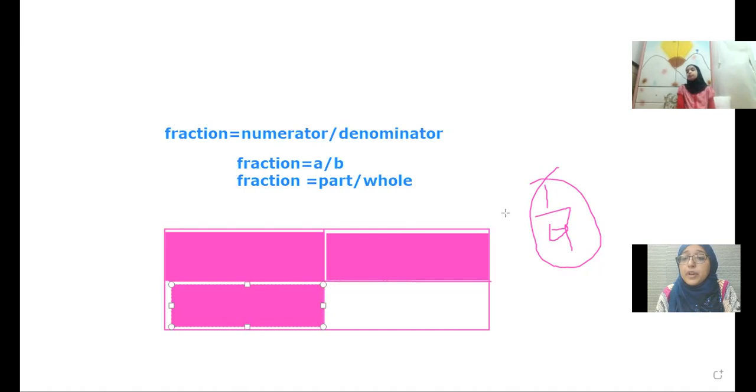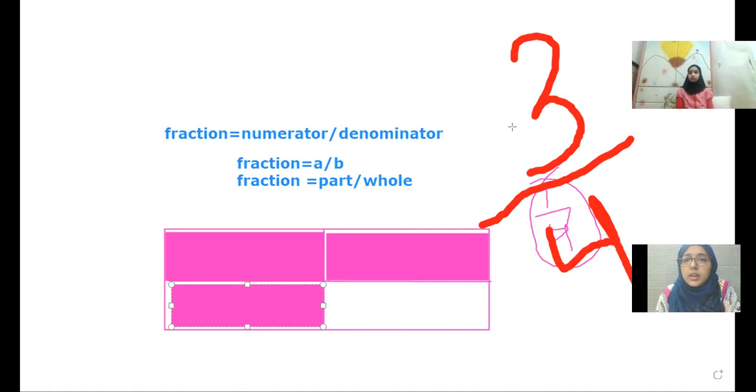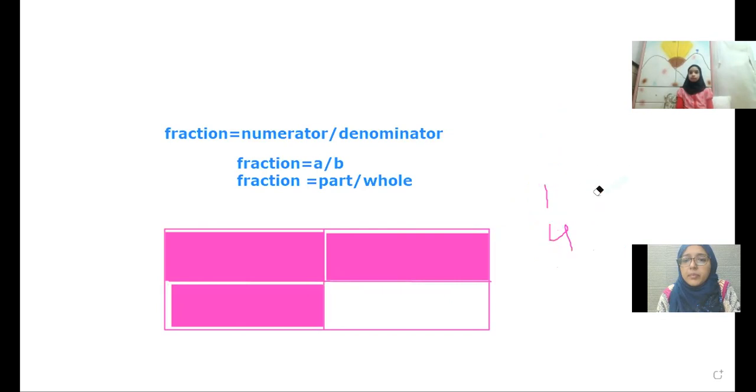Fraction means any number you are making in the form of numerator upon denominator. Please everyone mute yourself. Wait, I'll disable annotation. It is 3 by 4. So fractions are what? Fractions are part of a whole. Numerator upon denominator. Those are the fractions.